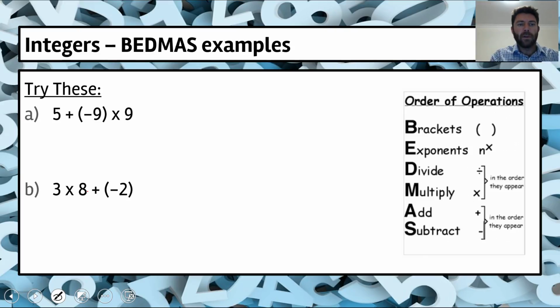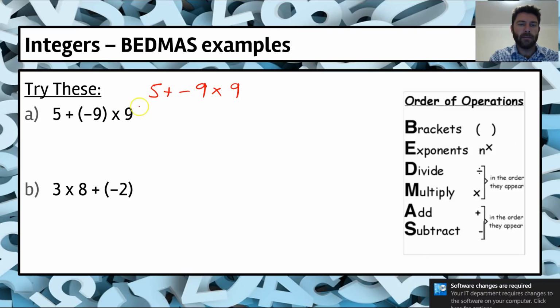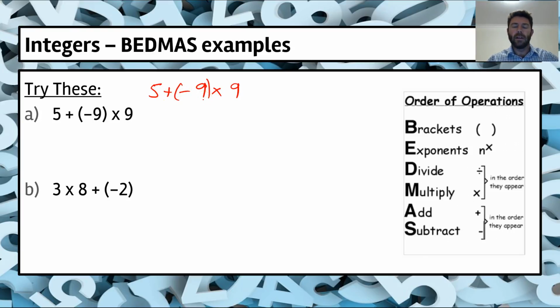Okay, so we've got 5 plus minus 9 times 9. Now you can see here I've put the minus 9 in the brackets. That's so that if we had it written like this, you would see that we've got the two signs together there. And we could have had that, and that would change the sign. What we'll do is I'll put that there so you can see that we're adding the negative. Just makes it a bit easier to read.